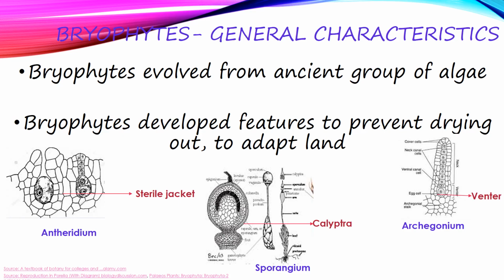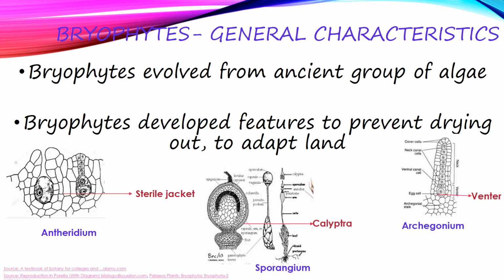This picture on the right side shows the male sex organ, the antheridia; the singular form is antheridium. Antheridium produces the male gamete called spermatid or sperm. In this picture, you can see that the sterile jacket is covering the antheridia. The left side of the picture shows the archegonium. The plural form is archegonia. It produces the female gamete called the egg.